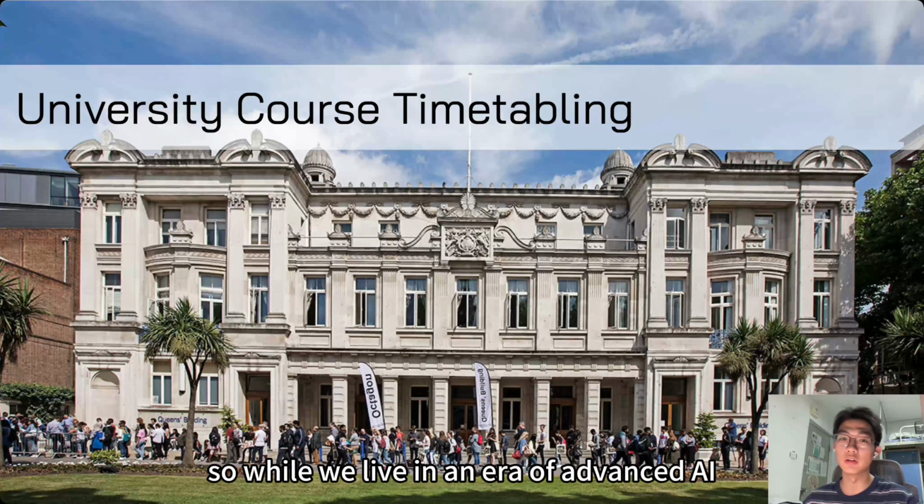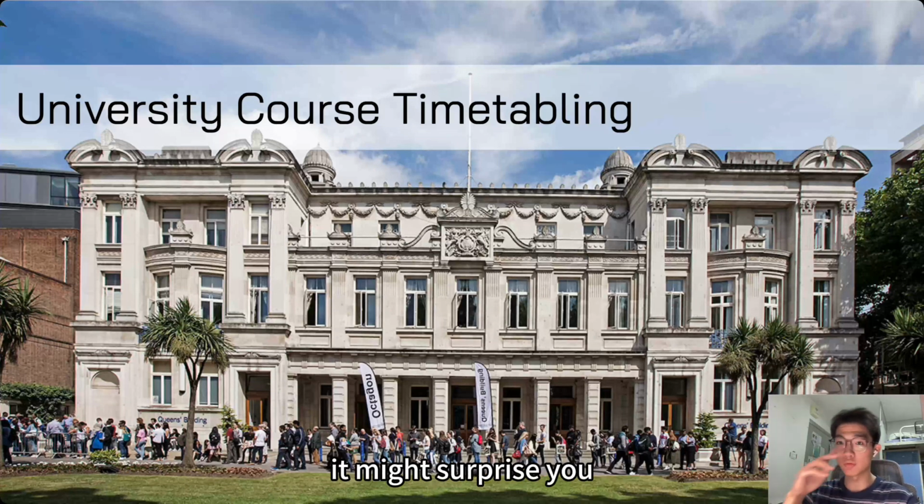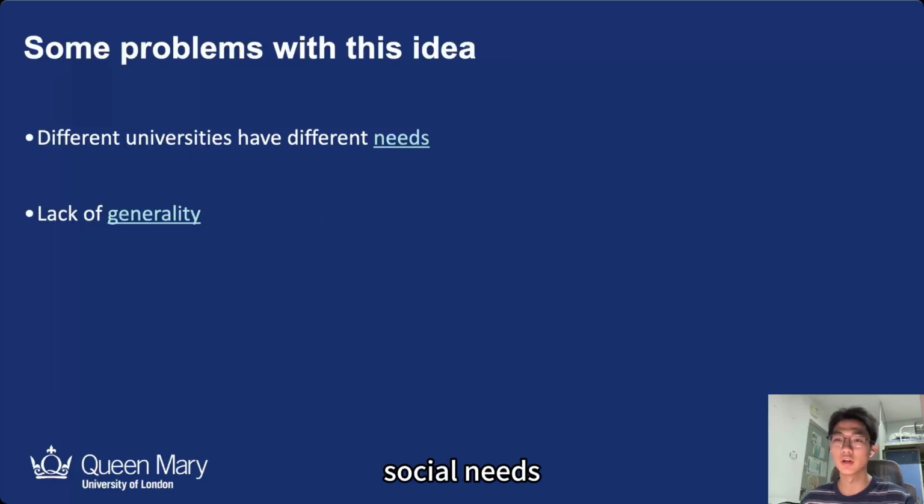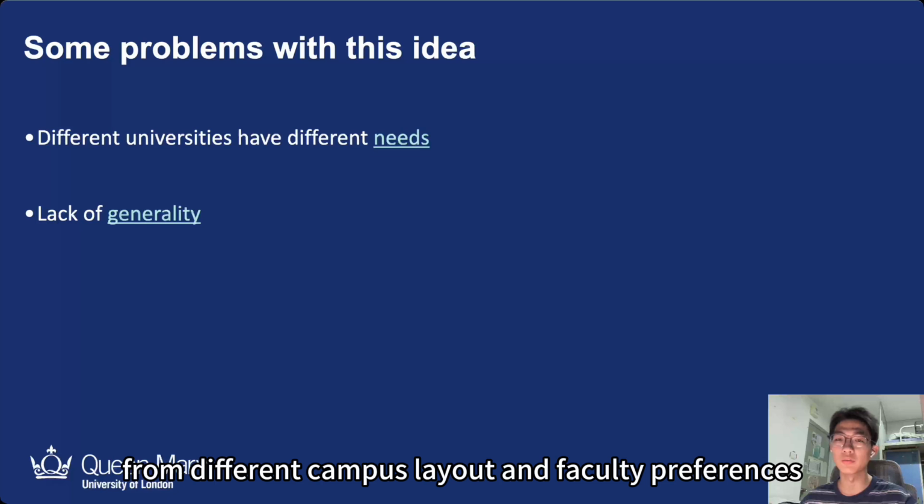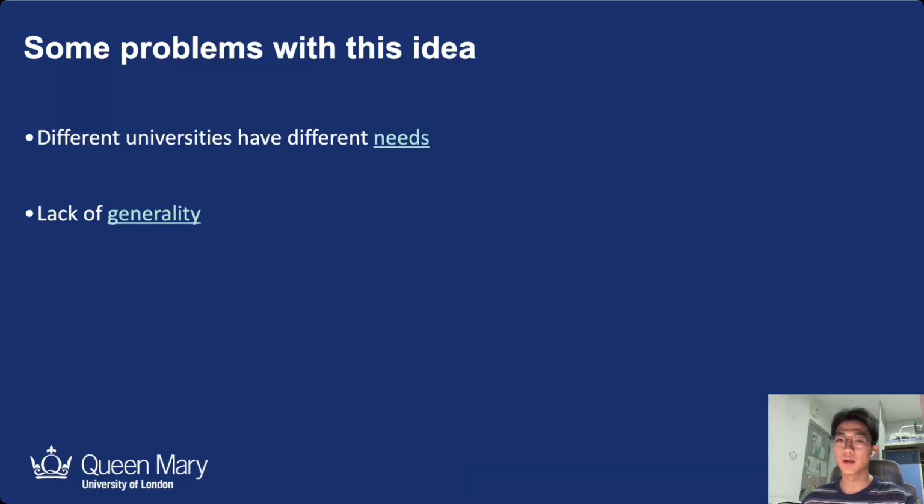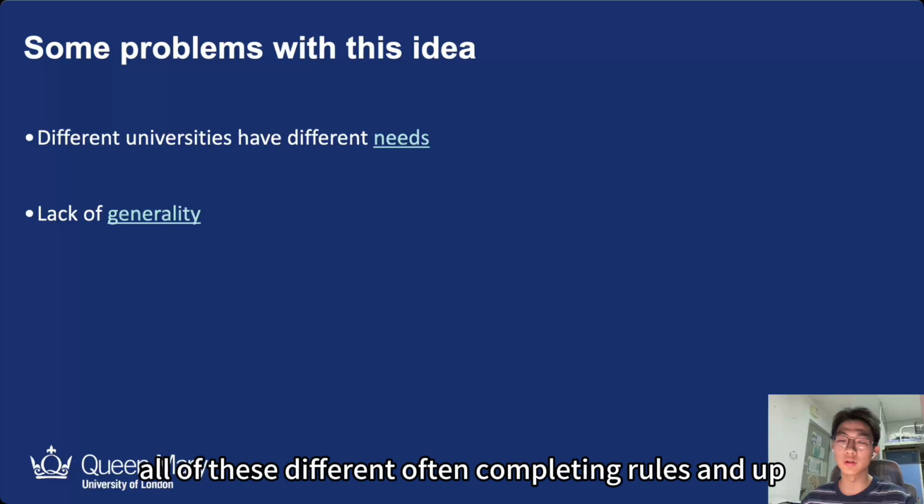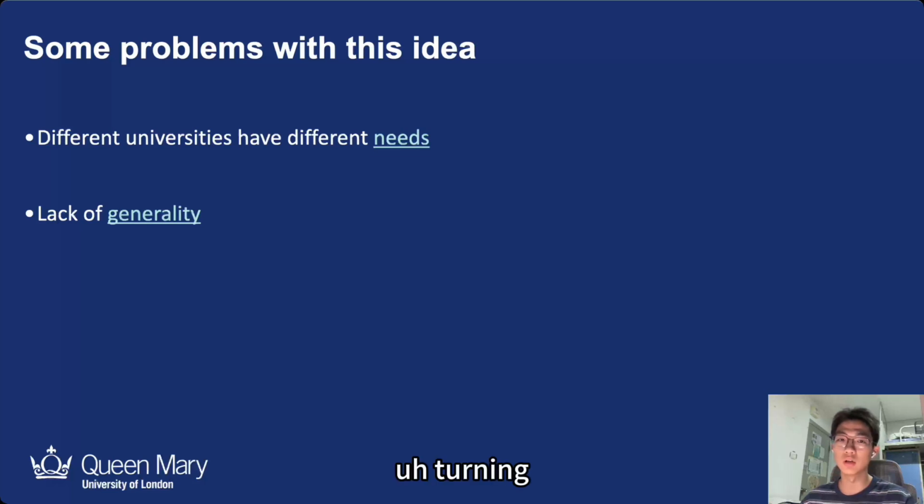While we live in an era of advanced AI, it might surprise you that many universities around the world still rely heavily on manual scheduling or old, outdated software to organize their classes. The main problem here is that every single school has its own special needs, from different campus layouts and faculty preferences to complex degree rules. It is nearly impossible to create a one-size-fits-all solution. All of these different, often conflicting rules end up turning course scheduling into a very complex real-world puzzle.